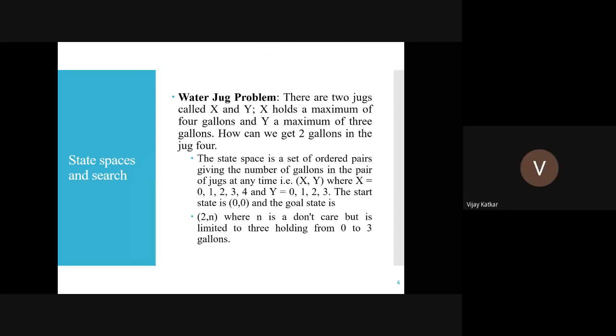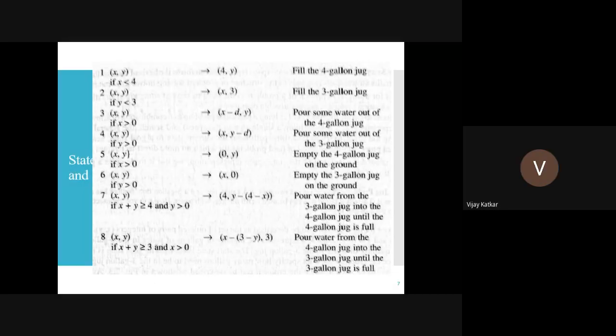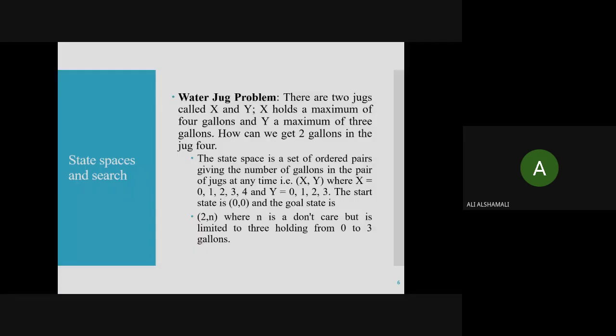Sir, can we take the initial state as a final state? No. The initial state is 0, comma 0, meaning in both jugs X and Y there is no water. In the final state, in jug X there should be 2 liters of water, and jug Y can contain any amount of water.